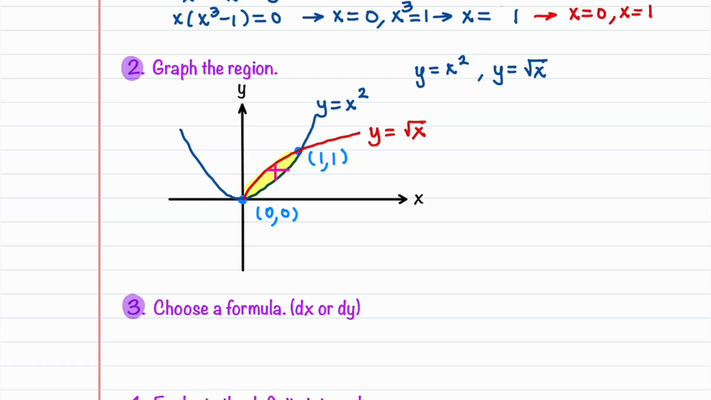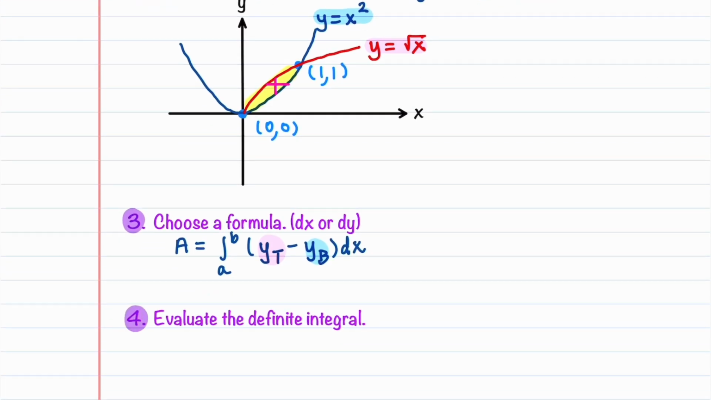I am going to choose to integrate with respect to x because our two curves were written as y is a function of x. Let's write down our formula. Our formula is the area is the integral from a to b of the curve on the top minus the curve on the bottom times dx. Our curve on the top is y is equal to root x, and then our curve on the bottom is y is equal to x squared.